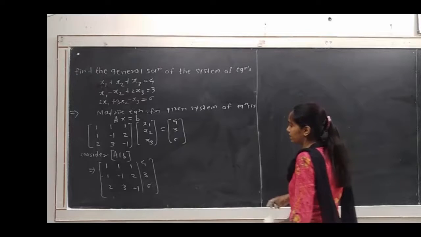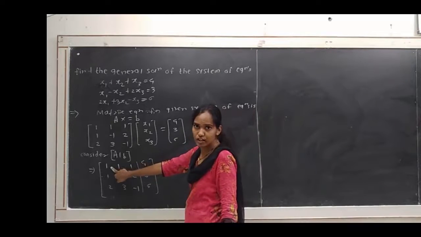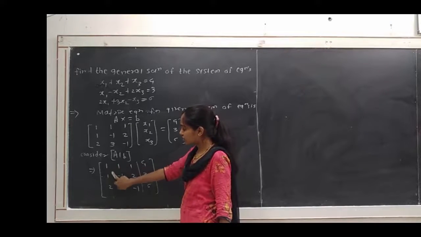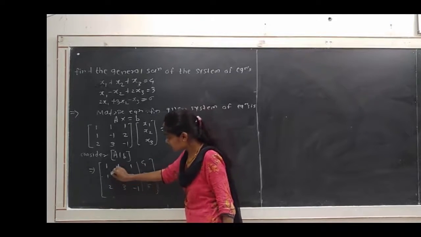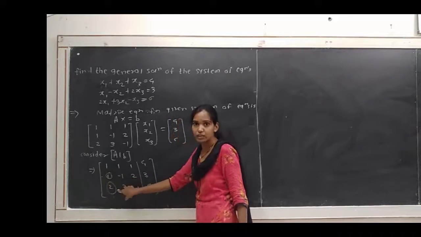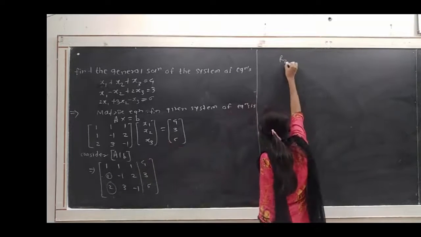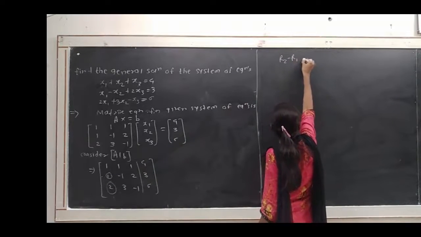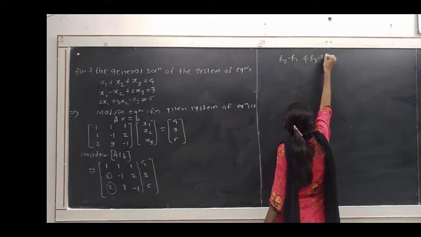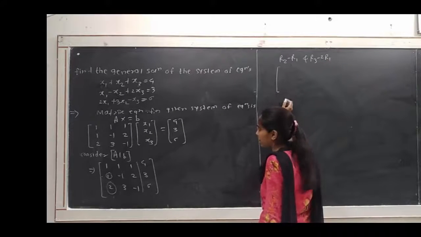If we observe, at the first position 1 is already present, so we write this as it is, and using this 1 we have to make the 1 and 2 below it into 0. For making them 0, we use the row operations R2 minus R1 and R3 minus 2 R1. Using these row operations we get the next matrix.